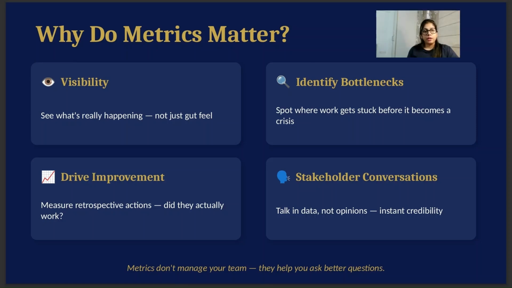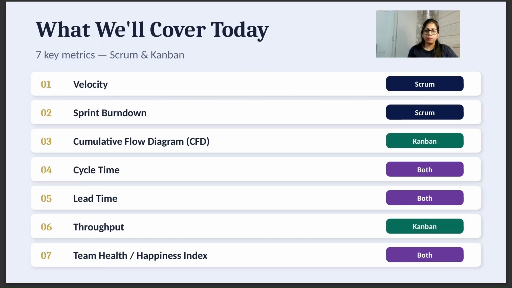Before we jump into the metrics, let's see why do metrics matter. It gives you visibility. It actually helps you see what's really happening and not just a gut feel of saying that the team is having these issues. It helps you to identify bottlenecks, spot where work gets stuck before it becomes a crisis. Metrics drive improvement, for example, to measure retrospective actions. Did they actually work? It helps you to have meaningful conversations with the stakeholders because you are talking in data and you are not just sharing opinions. Remember, metrics don't manage your team, they help you ask better questions.